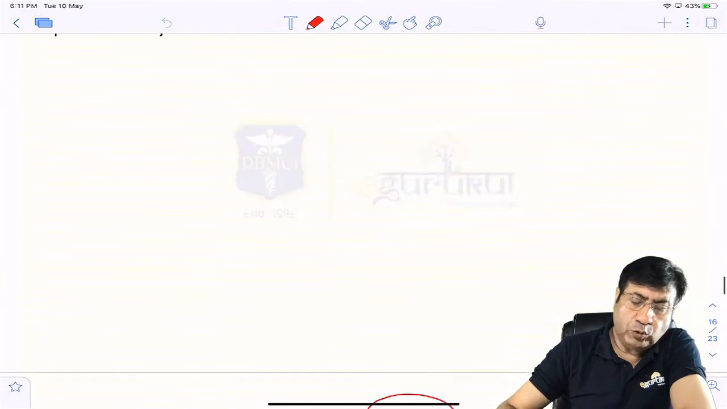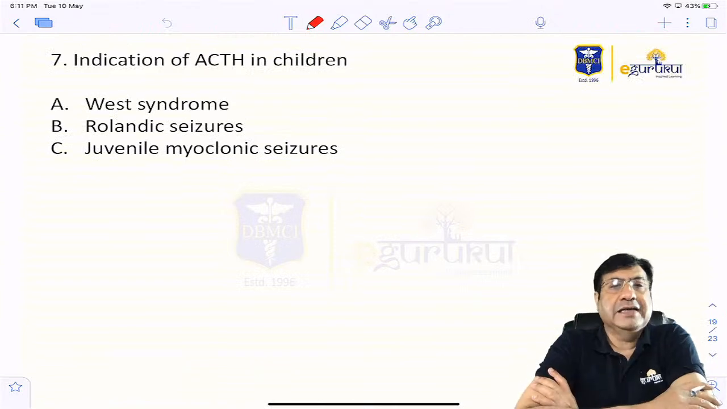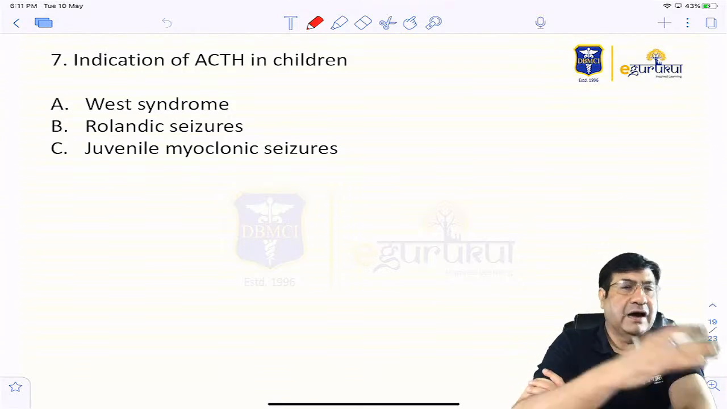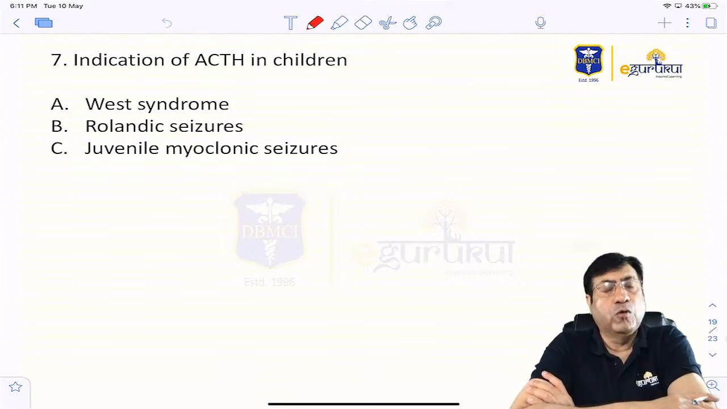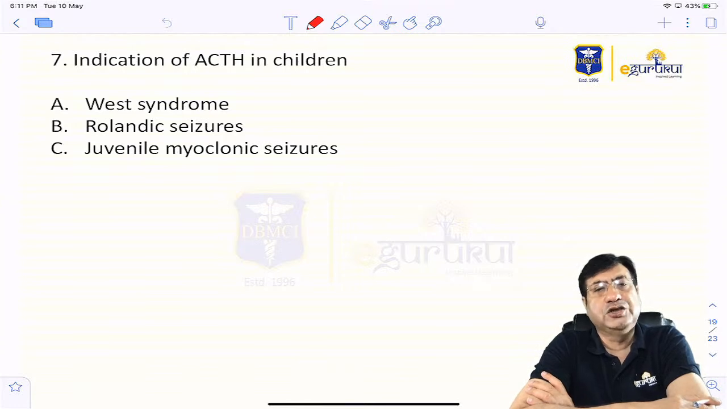Now coming to question number 7. Now this question again is a question that we have discussed in our app also. We have discussed this question in our classes also. The question was indication of ACTH in children. Which type of seizures? We still do not know the fourth indication. I think the previous three indications A, B, C were West syndrome, Rolandic seizures and juvenile myoclonic seizures.